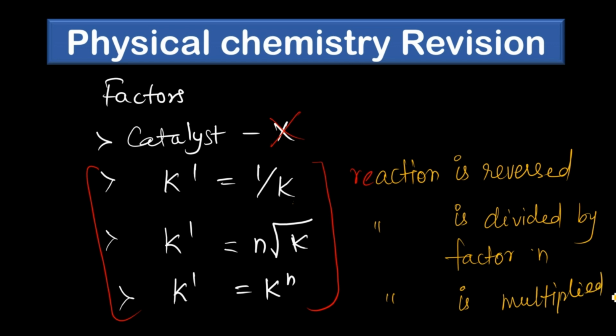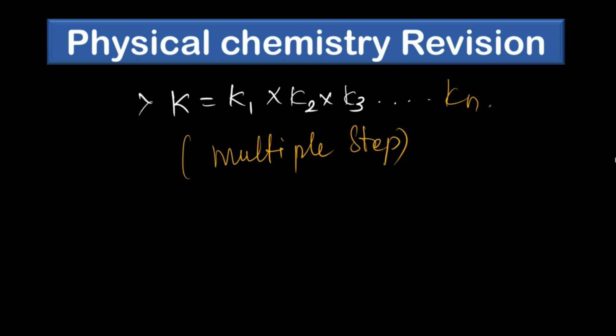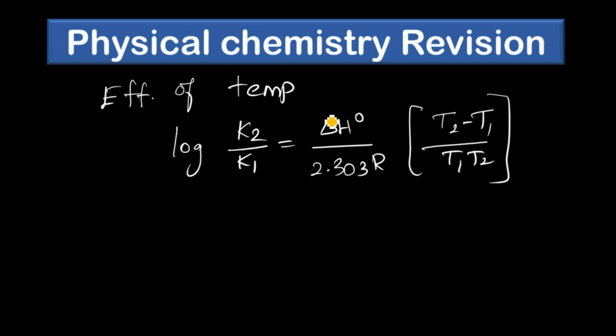Then you have to raise it to the power of the factor. And the fourth point is that if the reaction has a number of steps, then the equilibrium constant will be the multiple of the equilibrium constants of each step. It goes up to Km, if that is having multiple steps. Clear? Then we are moving on to effect of temperature.